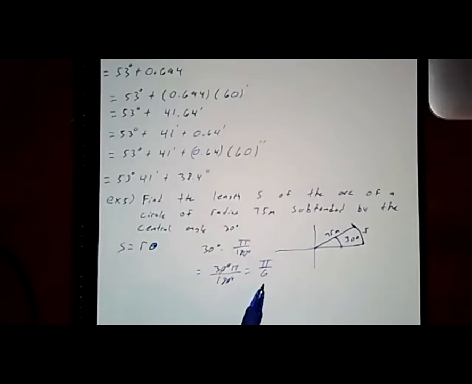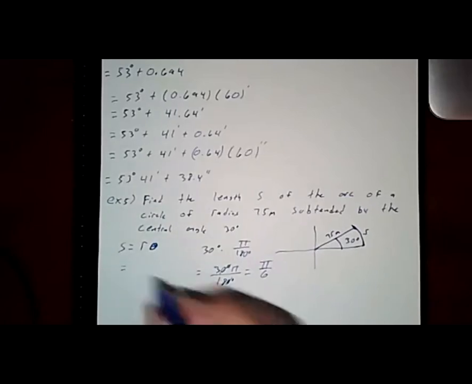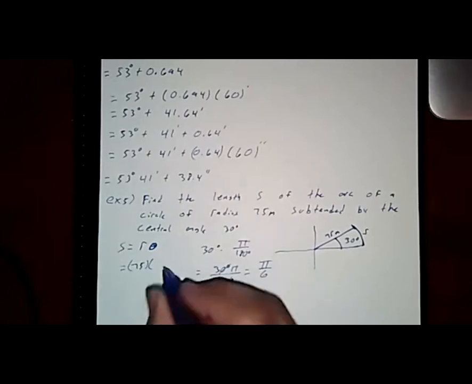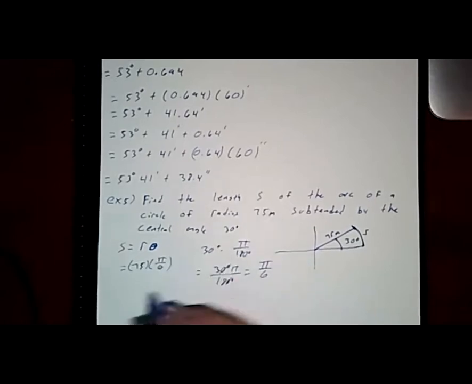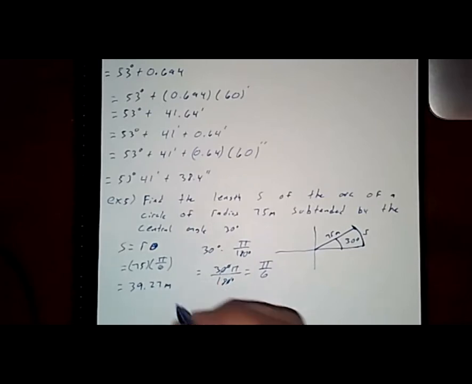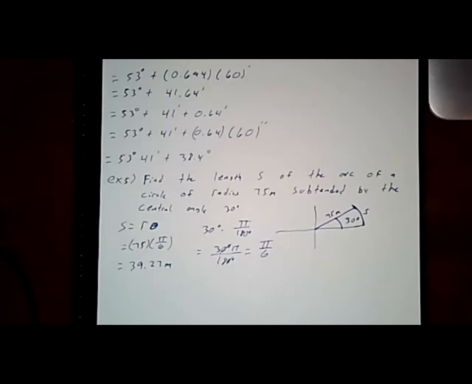So we're going to use this number. S would be 75 times pi over 6. At that point, just use your calculator because they're going to want a decimal for word problems. It looks like 39.27 meters. Are there any questions on number 5?